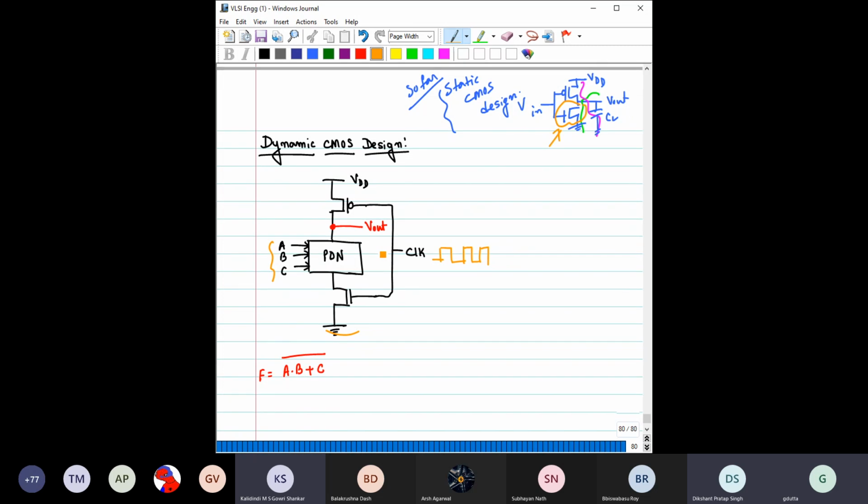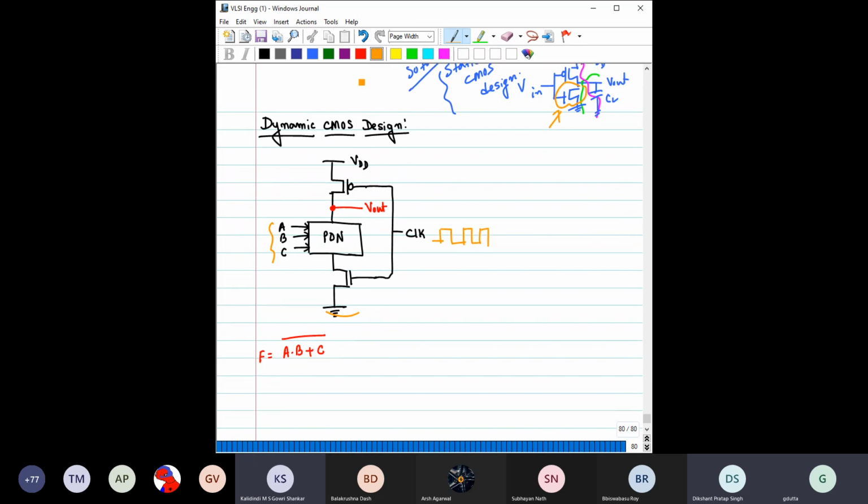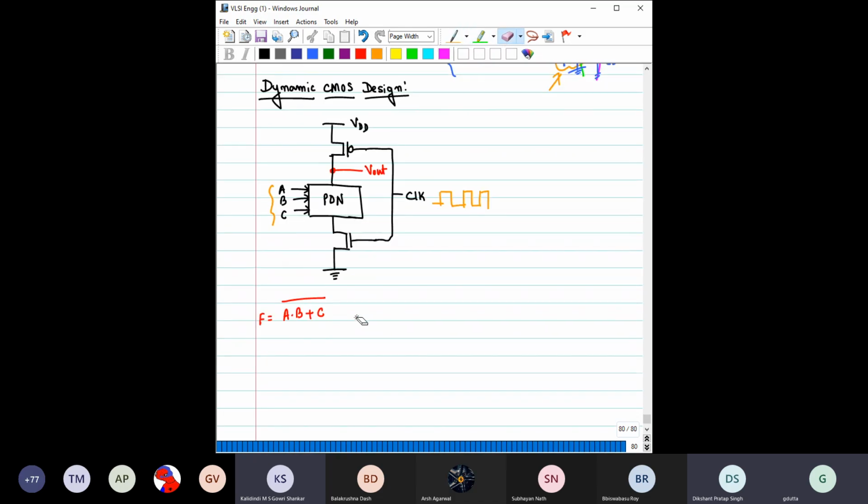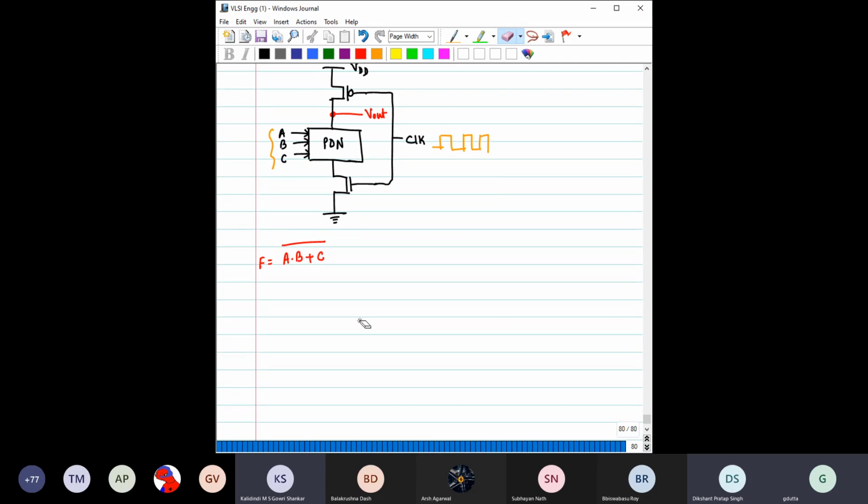To give you a better illustration, this is quite an abstract design, so let us try to be more specific. Let us say that we have the function f is equal to a dot b plus c bar. We have to implement this function.